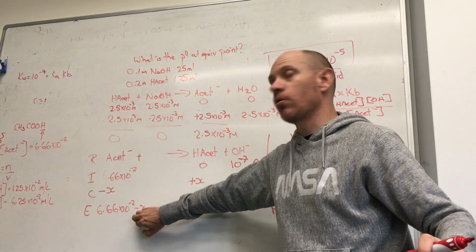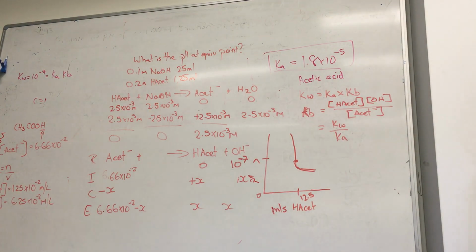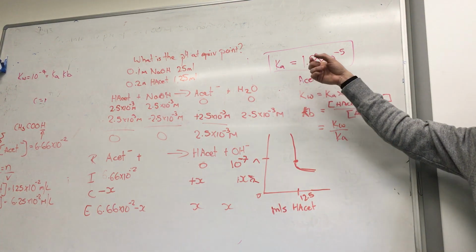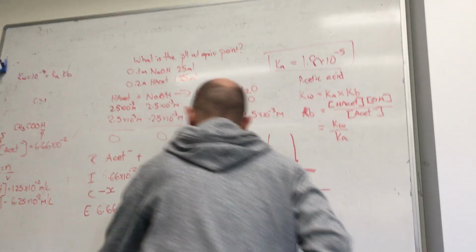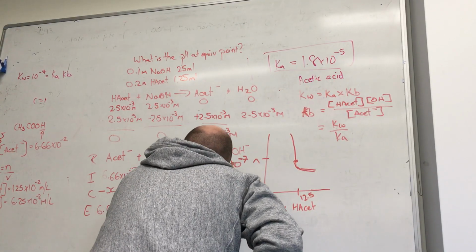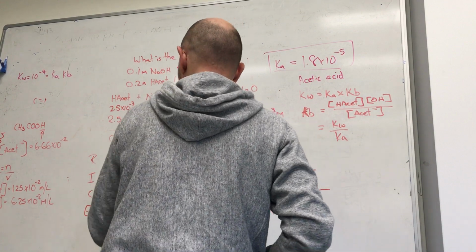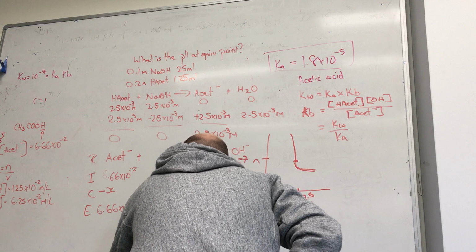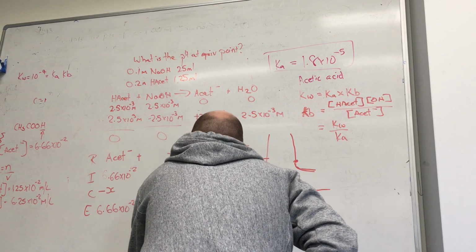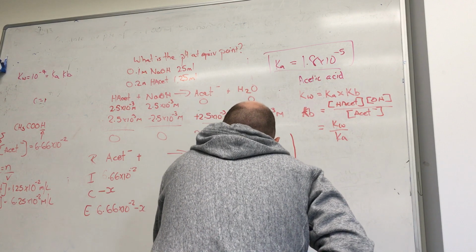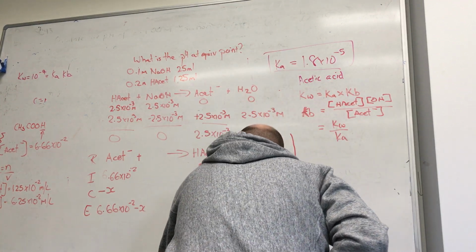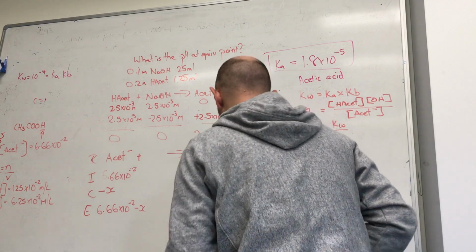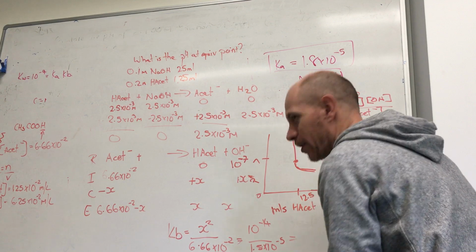Now, is this X value here going to be big or small? It's going to be quite small, isn't it? Why? Because KA is quite small. Okay, so we're losing not very much. So what we can say is that KB is equal to X squared over 10 to the minus 2, which is equal to 10 to the minus 14 over 1.8 times 10 to the minus 5. And then we can just rearrange to work out what x is and take the square root of it.